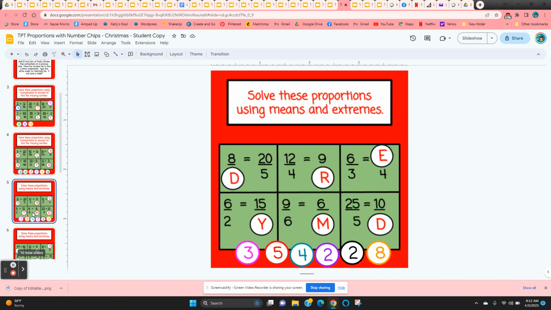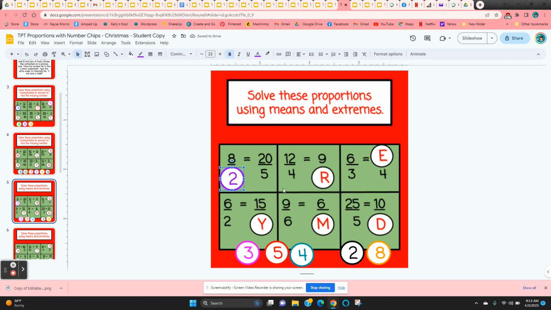When they get to slide 5, they're going to have to use means and extremes. So in this case, same thing. They're going to be moving the correct numbers into place. So you may point out to them that the numbers across from each other, if they're multiplied, will have the same product. So if 8 times 5 is 40, then 20 times what number is 40? And that would be 2.